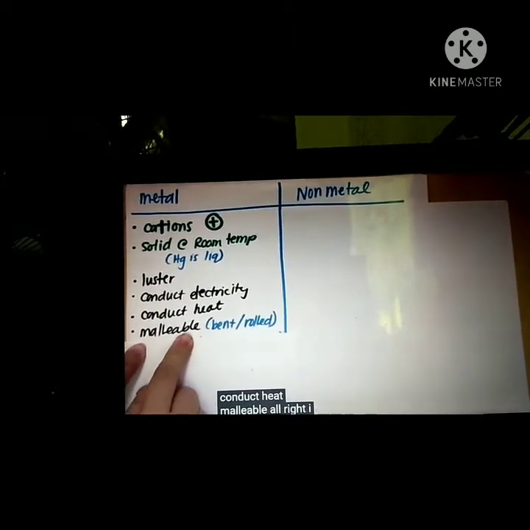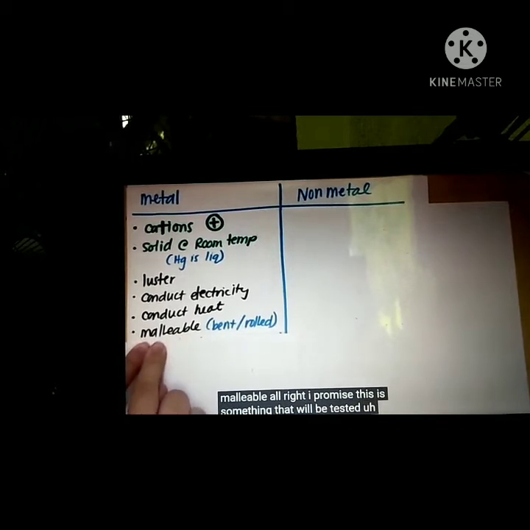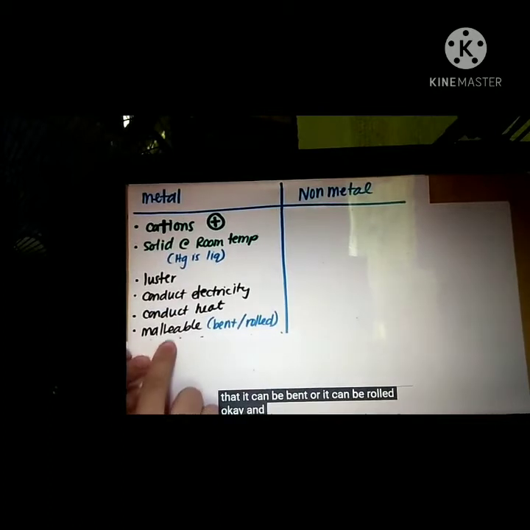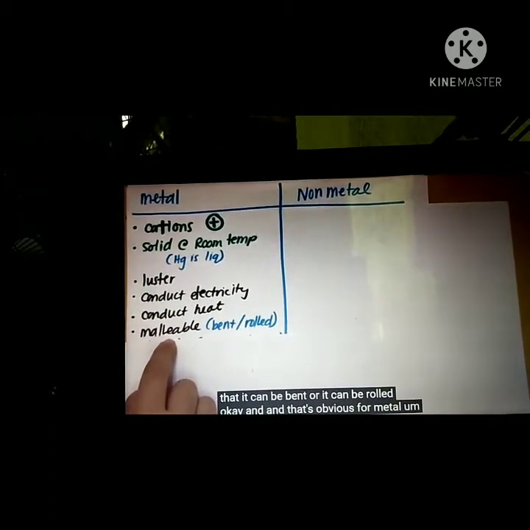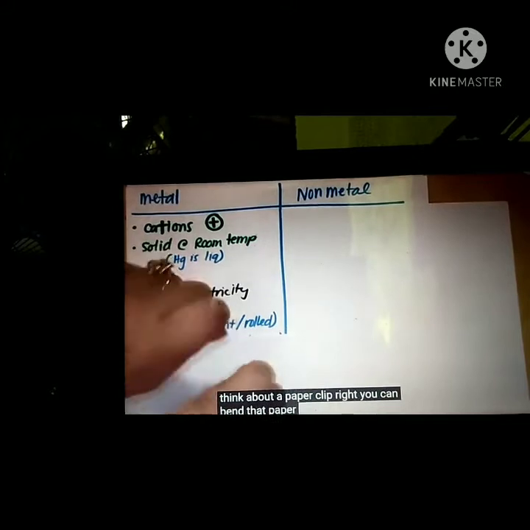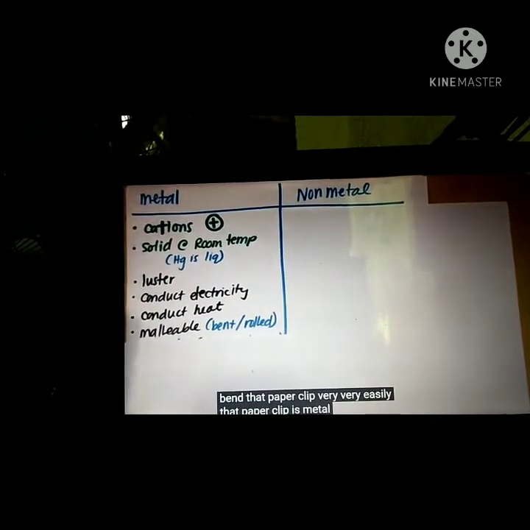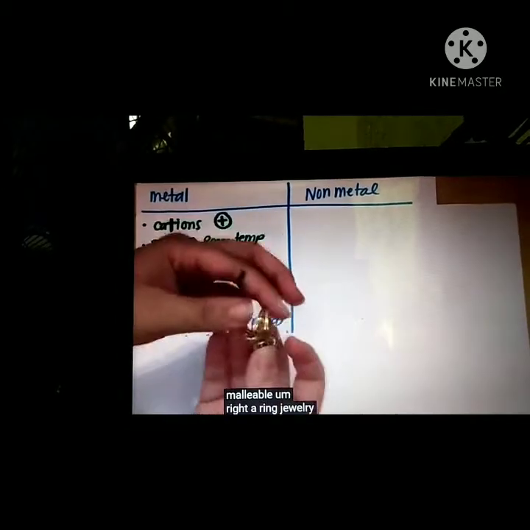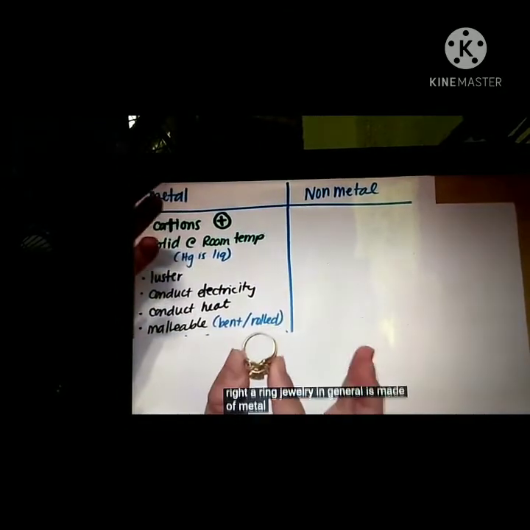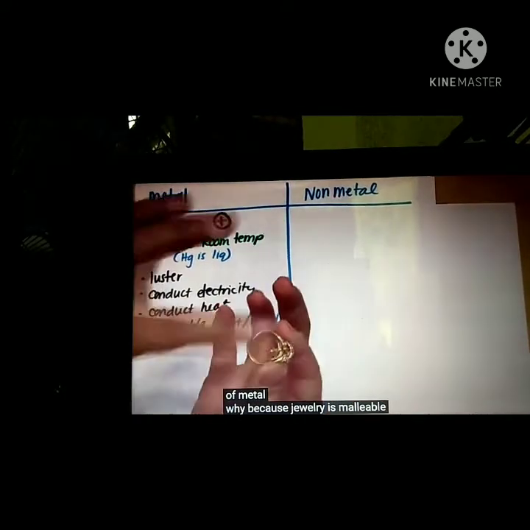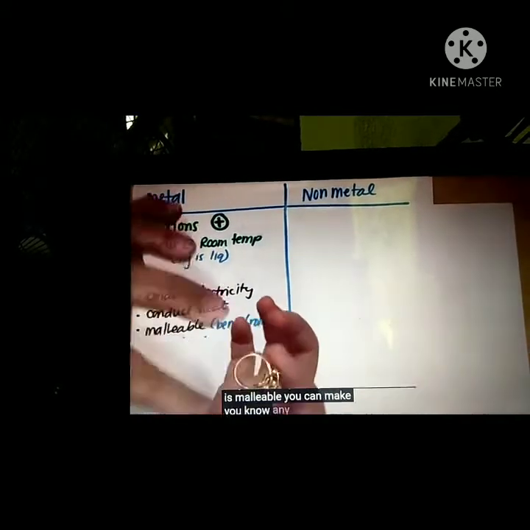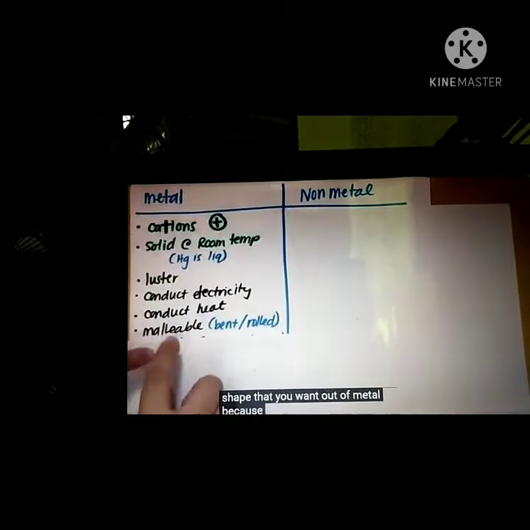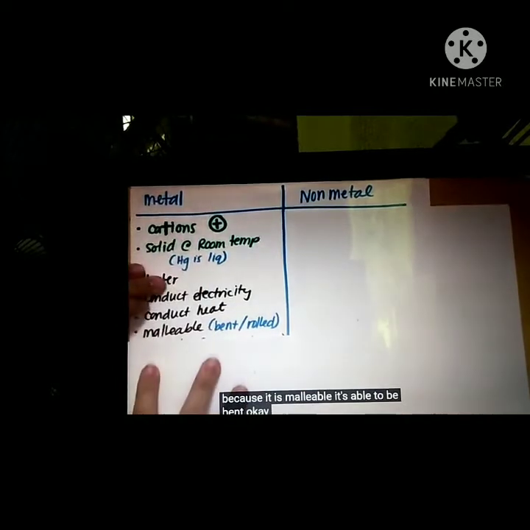Malleable, all right? I promise this is something that will be tested. This lovely word, malleable, it just means that it can be bent or it can be rolled, okay? And that's obvious for metal. Think about a paperclip, right? You can bend that paperclip very, very easily. That paperclip is metal, right? It's malleable. A ring, jewelry in general, is made of metal. Why? Because jewelry is malleable. Metal is malleable. You can make any kind of crazy different shape that you want out of metal because it is malleable. It's able to be bent, okay?